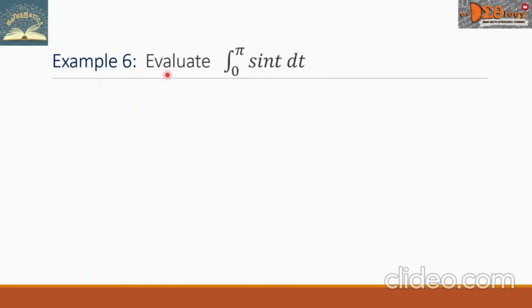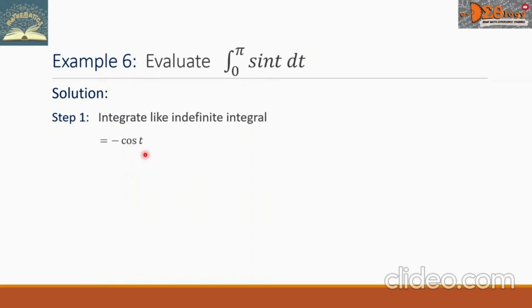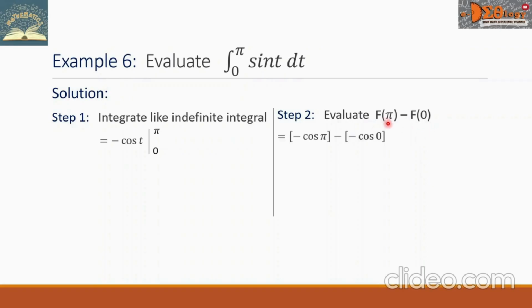Example 6. Evaluate the definite integral sine t dt from 0 to pi. Let's integrate sine t. That will be negative cosine t. Then we write the limits from 0 to pi. Step 2, we evaluate F of pi minus F of 0. So the F of pi is negative cosine pi, minus the F of 0, negative cosine 0.